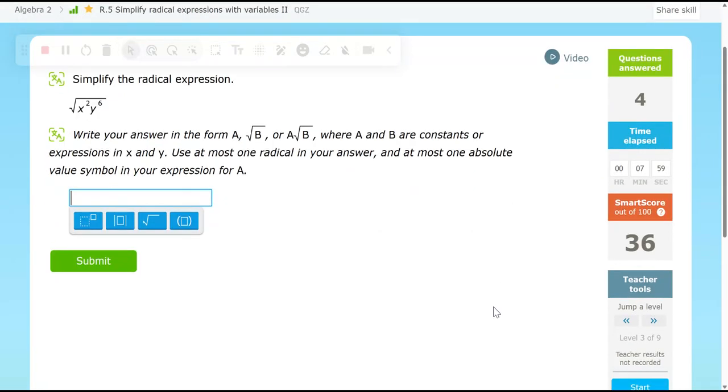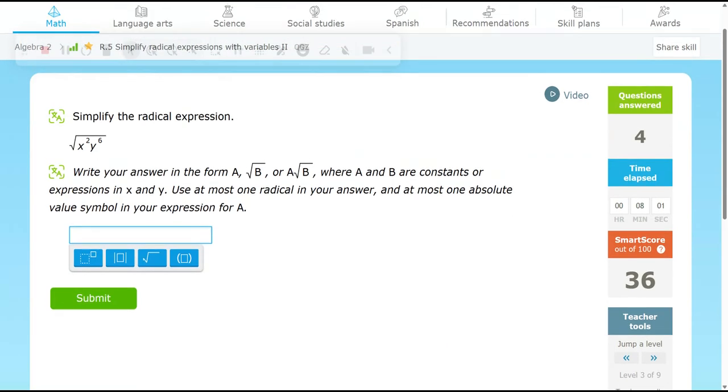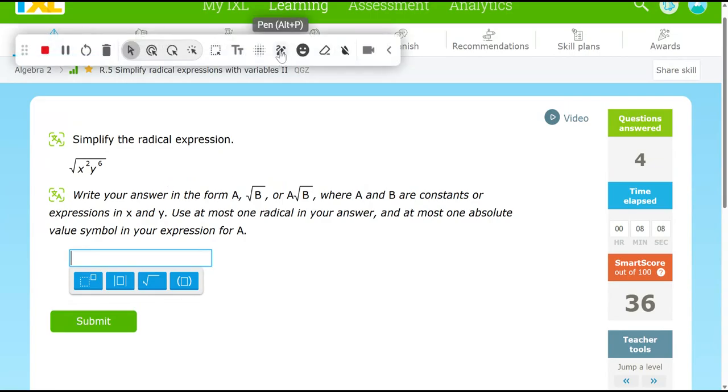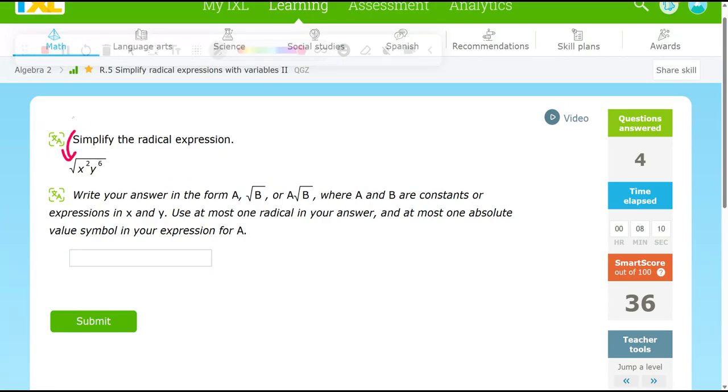What level are we at right now? We're at level 3. Okay, we can do up to level 5. Okay, so now same thing. This is an even root, so the answer has to have the absolute value sign. Now x squared is divisible by 2, y to the 6 is divisible by 2.